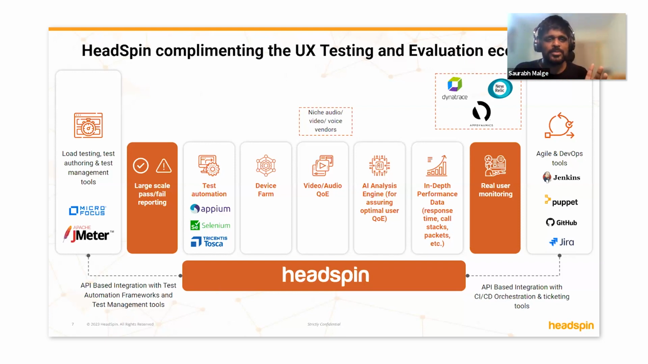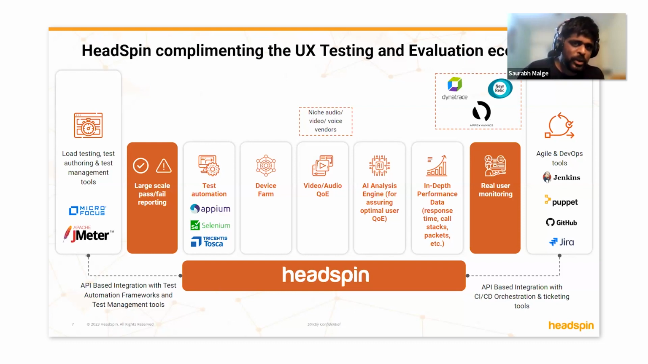HeadSpin platform integrates with a lot of platforms like Micro Focus and JMeter to perform load testing, right, and test authorization. Secondly, we become a part of your entire CI/CD pipeline by seamlessly integrating with your CI/CD platforms like Jenkins, Puppet, or even Jira. The moment you encounter a problem on your application, it will be directly routed to your Jira, and then your engineers or your testers will be able to mitigate those particular issues immediately, right?